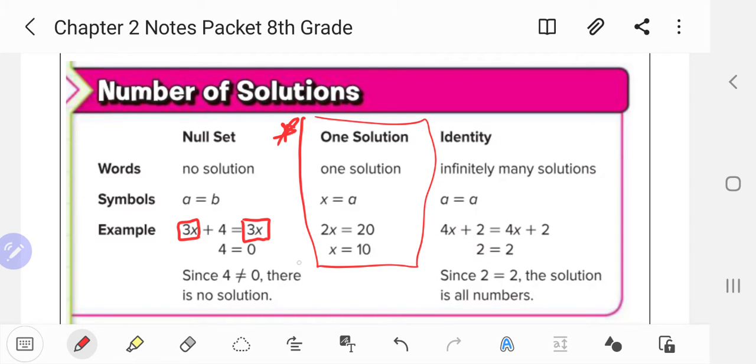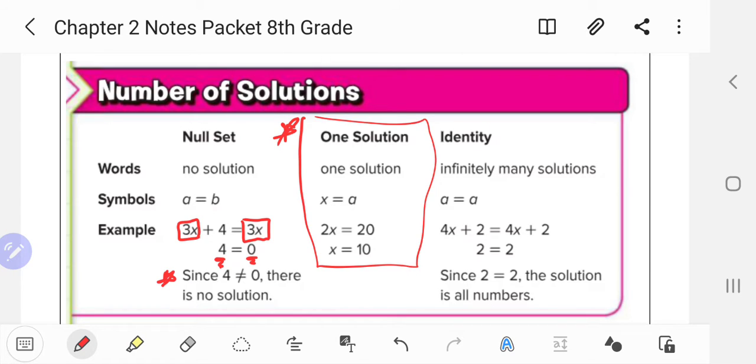Okay. And what you'll get is a number equals another number. And since 4 does not equal 0, that's just telling you this problem's messed up. There's nothing that's going to make this true. All right, nothing will satisfy this equation. Nothing will make it true.